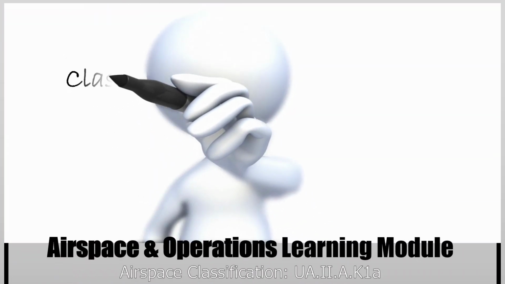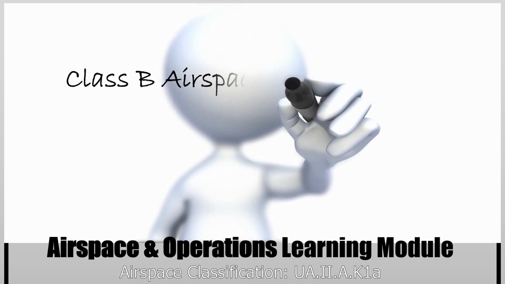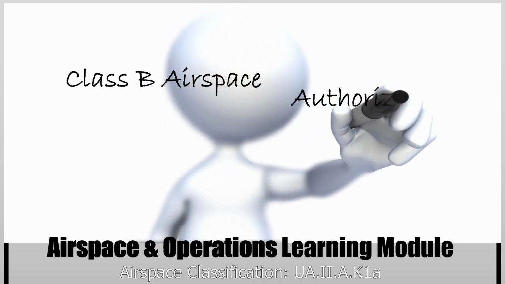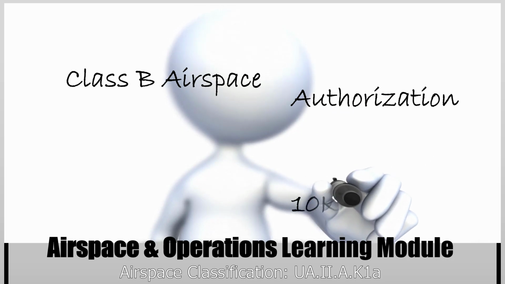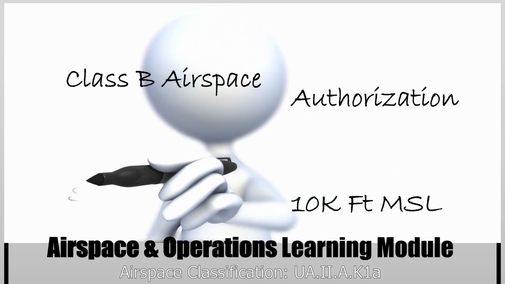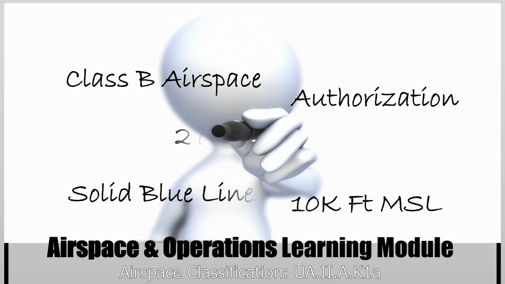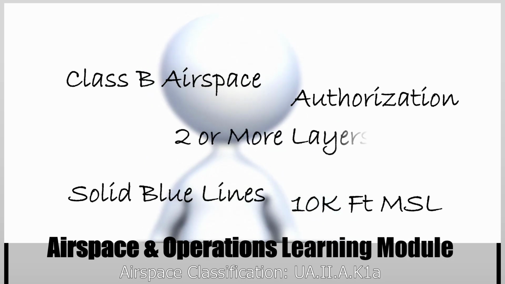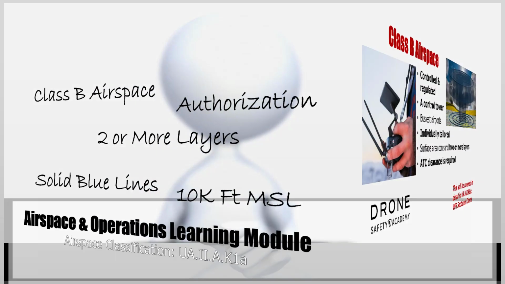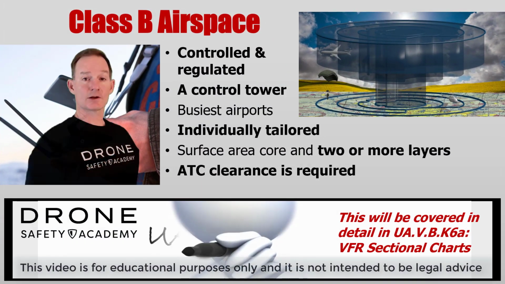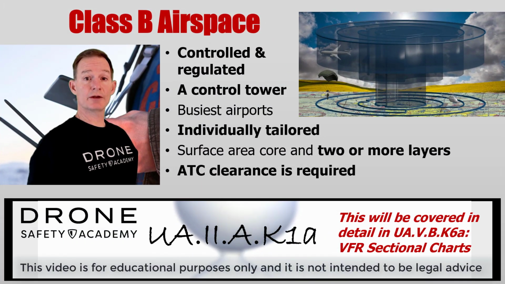Welcome back. In this session, we're going to dive a little bit deeper into Class B airspace, which requires authorization. The vertical height is usually 10,000 feet MSL, and it's represented by solid blue lines. A Class B airspace is typically 2 or more layers. Class B airspace is controlled and regulated, with a control tower.